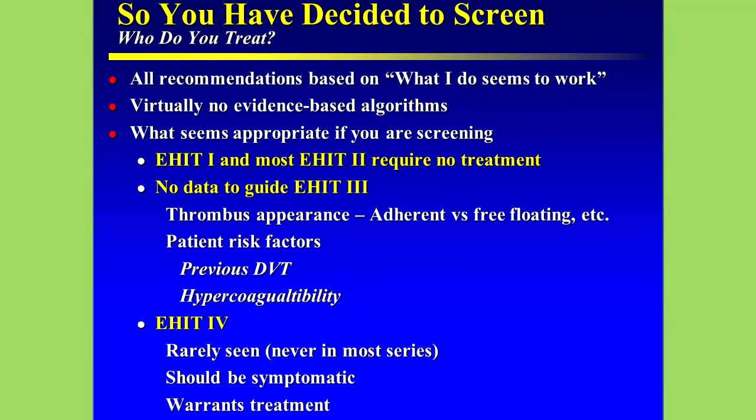I think most people would agree that EHIT 1 and most EHIT 2s require no treatment. EHIT 3 is where we have to start to worry, and there's virtually no data to guide what we do with those. Personally, in my practice, I base it both on what the thrombus appears to look like. Is it adherent? Is it free-floating? As well as the patient's risk factors, with a history of previous DVT or any hypercoagulability. And EHIT 4, I think most people have virtually never seen an EHIT 4. If you have an occlusive thrombus, it certainly should be symptomatic and shouldn't be discovered just on ultrasound. And clearly, that degree of thrombosis warrants treatment.